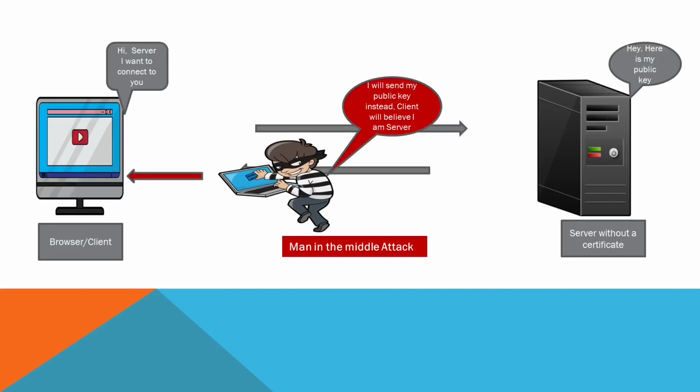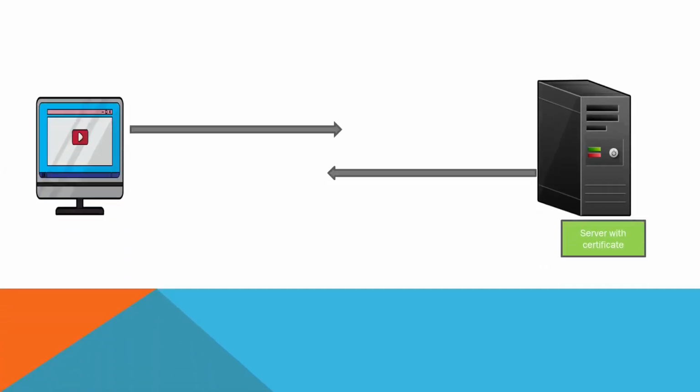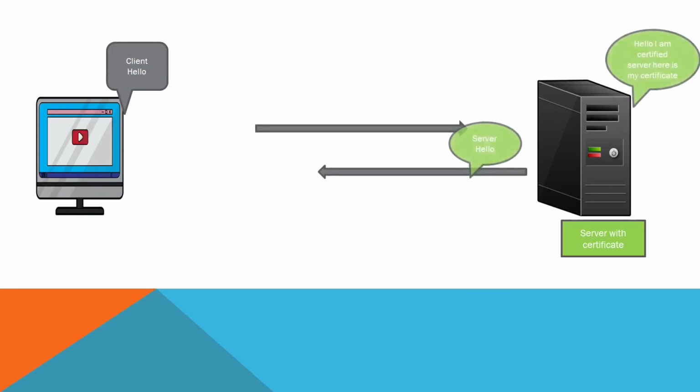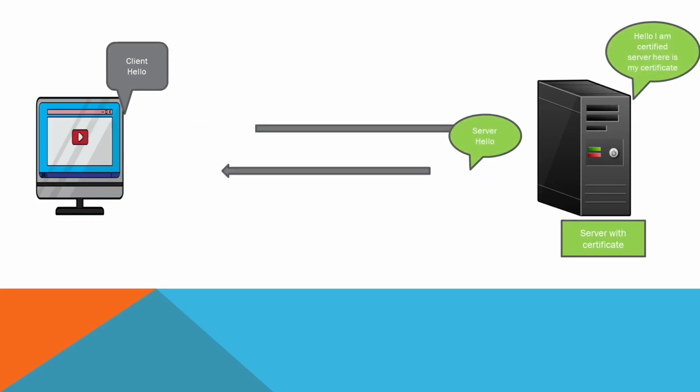This problem is addressed using digital certificates. Let's see what happens in the HTTPS handshake. The client sends a hello message. The server in its response sends the certificate, which includes its public key and the signature. Now the client can verify that it is from the internet server using its CA certificate. Basically, the certificate verifies the authenticity of the server and prevents the man-in-the-middle attack.